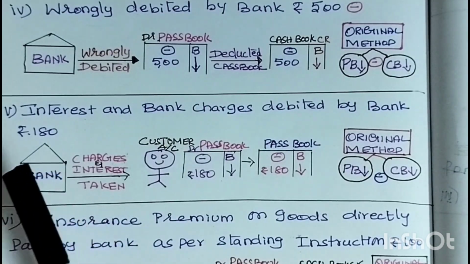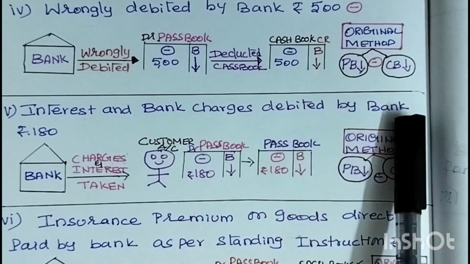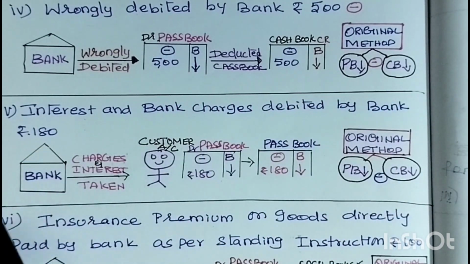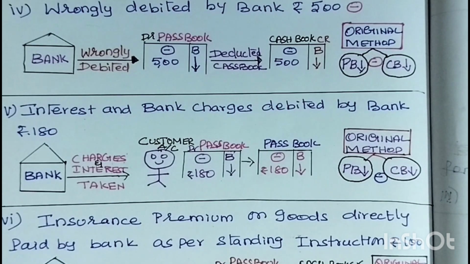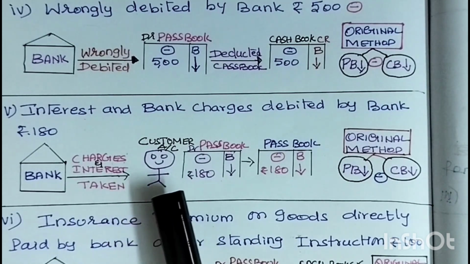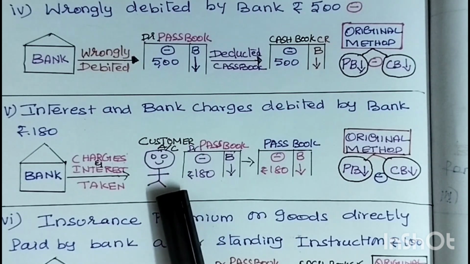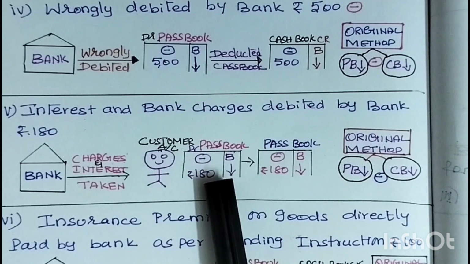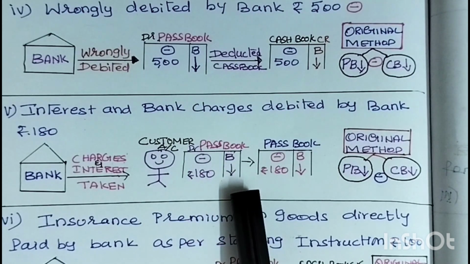The next transaction is interest and bank charges debited by the bank, 180 rupees. Listen here carefully. Interest taken for overdraft and service charges taken for the bank services are to be directly debited from the customer's bank account. Okay. It is to be debited directly from the customer's bank account. So the passbook will be reduced. 180 rupees is deducted from the passbook.